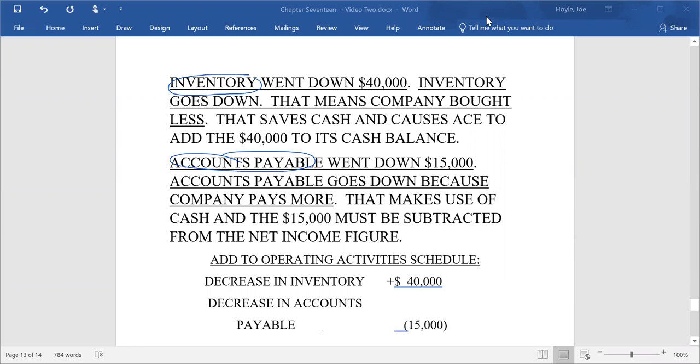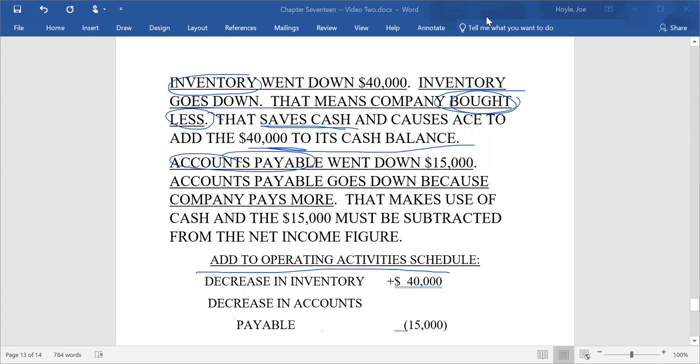Inventory in this case went down. So therefore, if the inventory goes down, that means that you bought less. I think that, again, is just logical. If inventory goes down, it goes down because the company bought less. If they bought less, that saves your cash. And that allows the company to add the 40,000 to its cash balance.